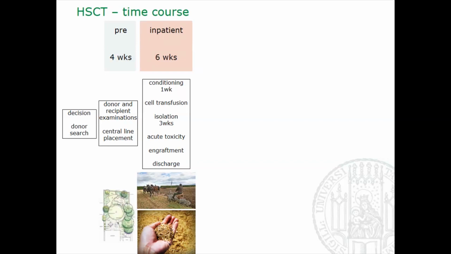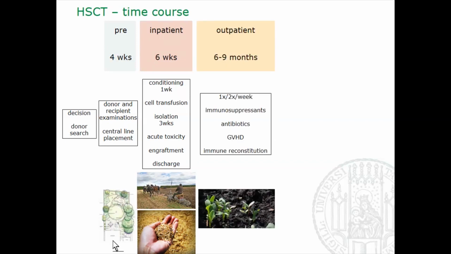So the conditioning would be the plowing of the field, and then the transfusion would be the sowing of the seeds, and then a little later we would see small seedlings coming up, which is a very nice description because these are very sensitive still, and this is also true for the first donor blood cells that appear.